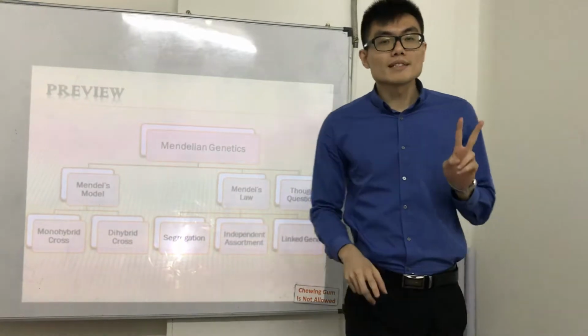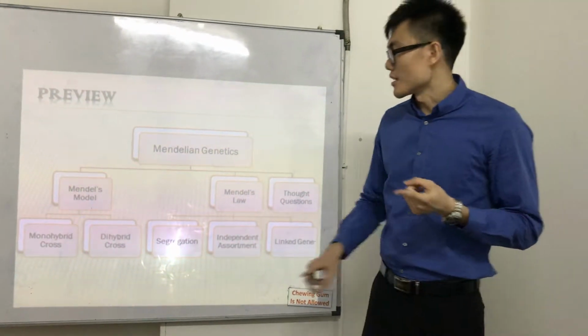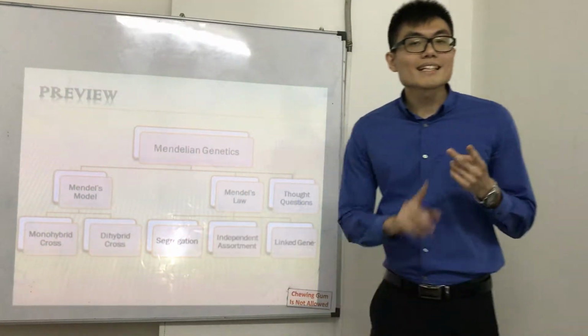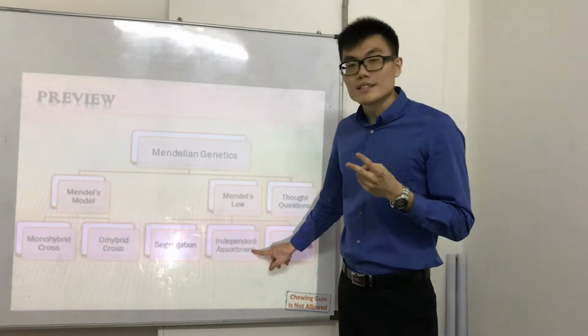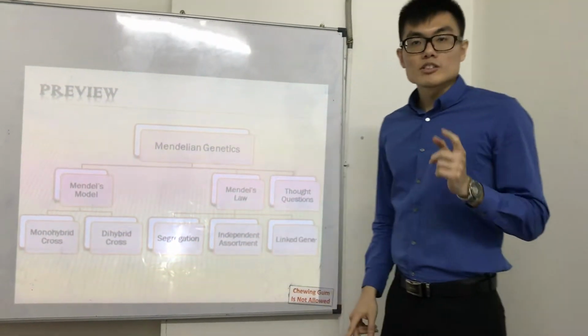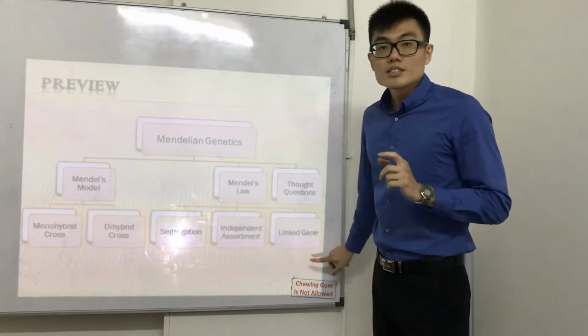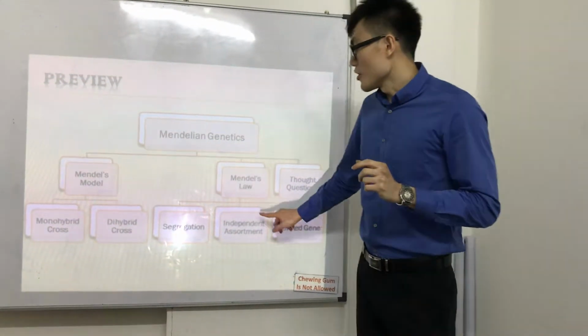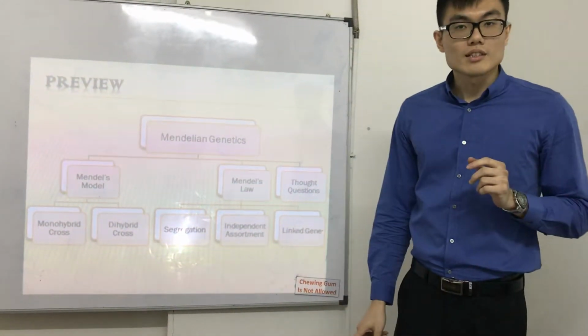So there are two Mendel's laws. The first law is the law of segregation, and the second law is the law of independent assortment. We will also talk about the linked gene. A linked gene is a gene that doesn't follow the independent assortment.